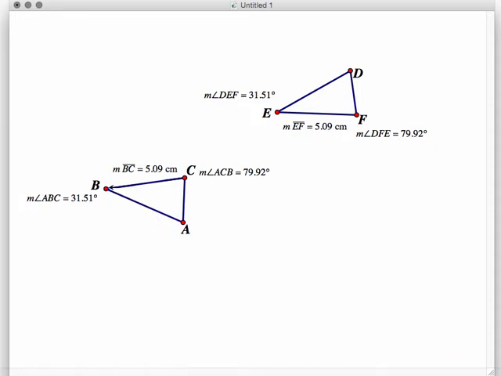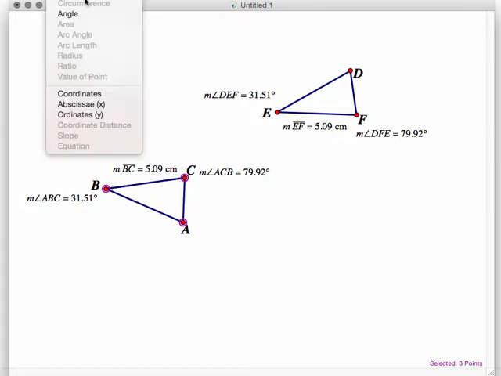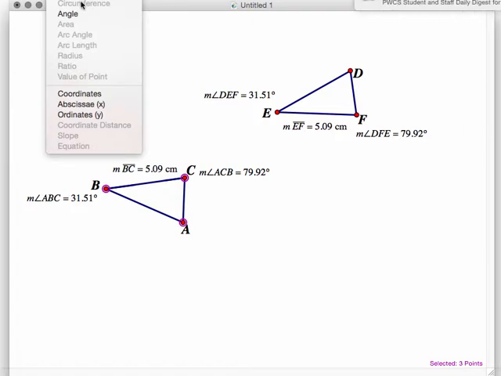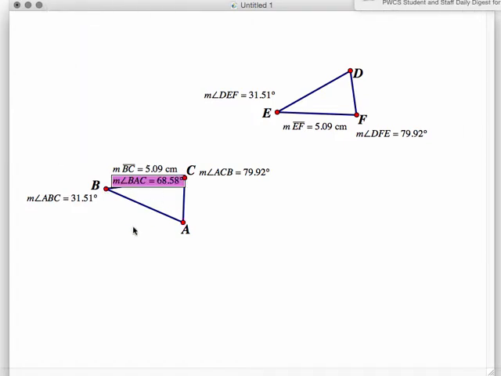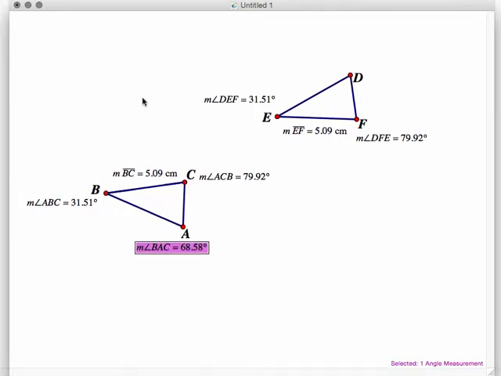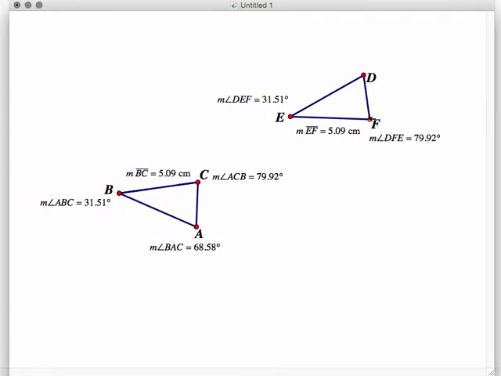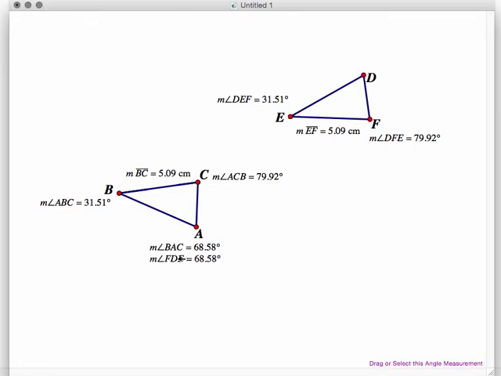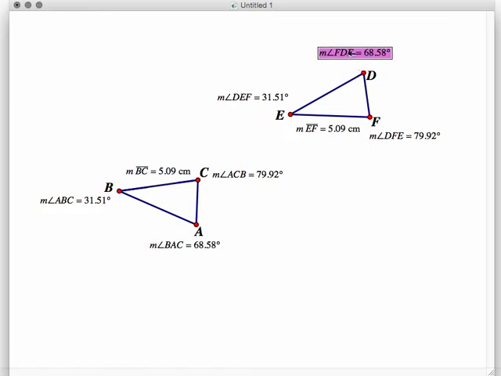So my missing angle here is angle BAC. Let's measure that angle. Okay, we measure that angle. We see BAC is 68.58 degrees. My missing angle over here is angle FDE. Measure that angle. We see that it's exactly the same. Okay, so far so good.